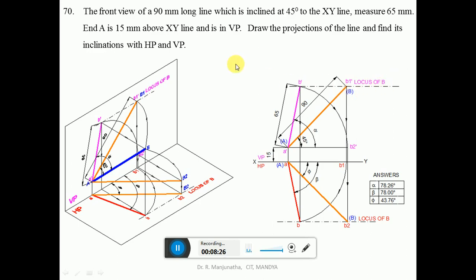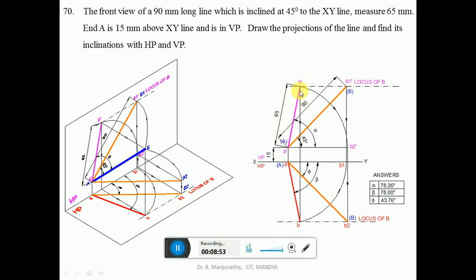Now we know the front view is given as 65 mm. With A dash as center, take a radius of 65 and cut an arc on the end projector, the locus of B, so that you get this point B dash. The length of the front view will be 65 mm, as shown. You mark that point as B dash and join A dash B dash with a dark line, which will be the front view.